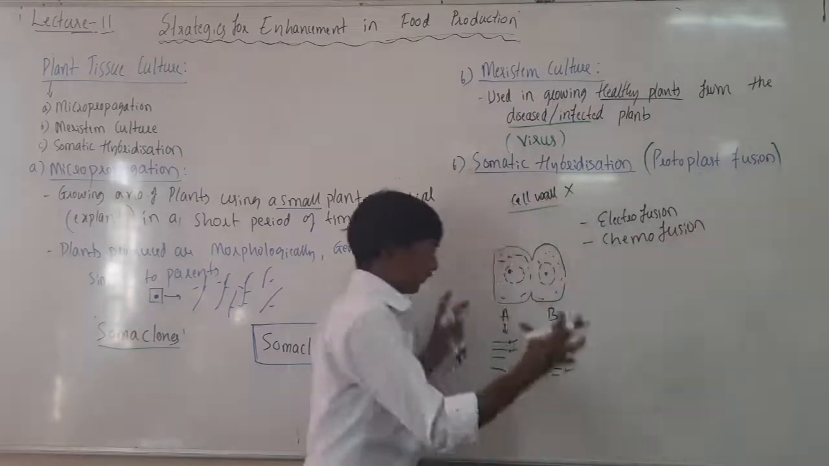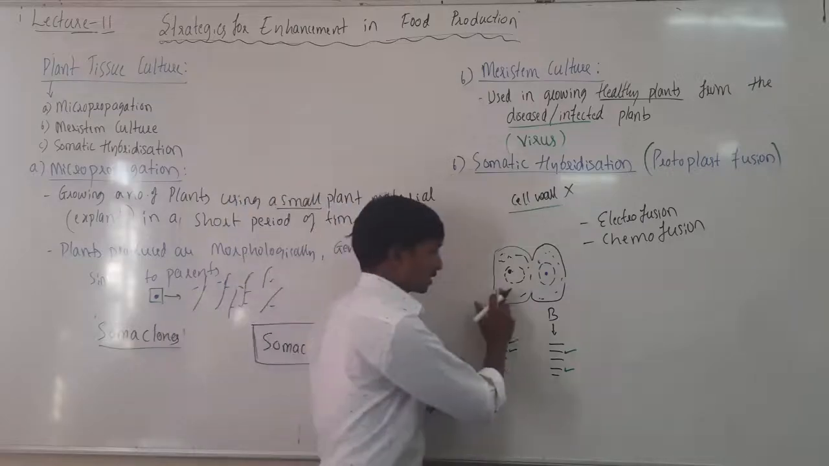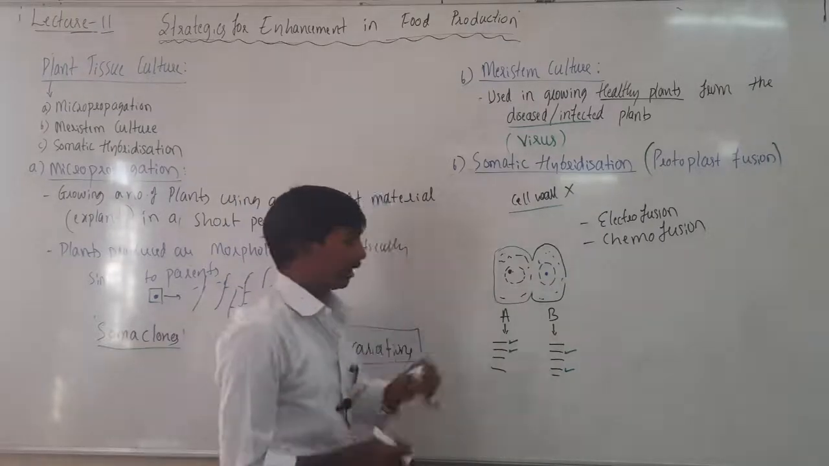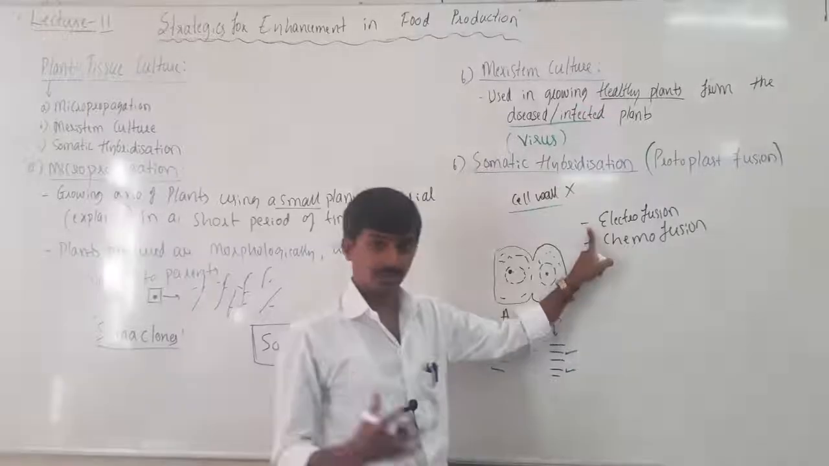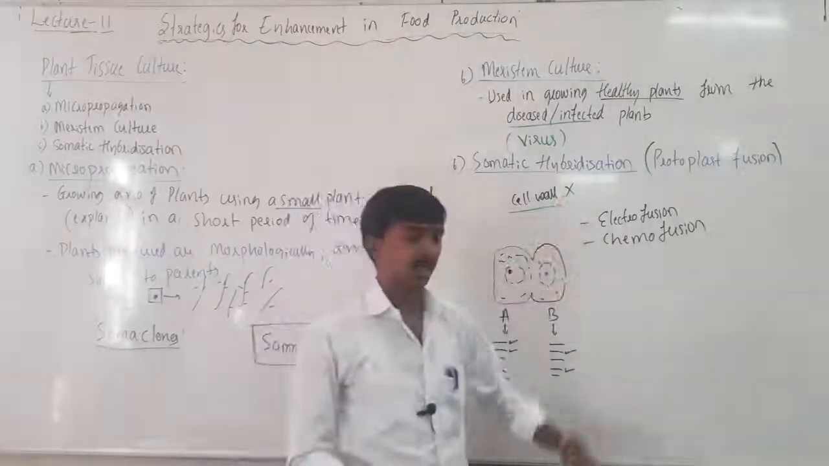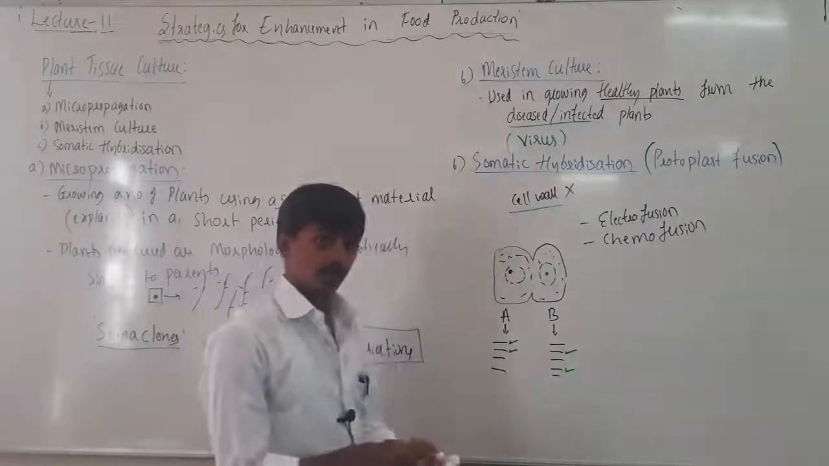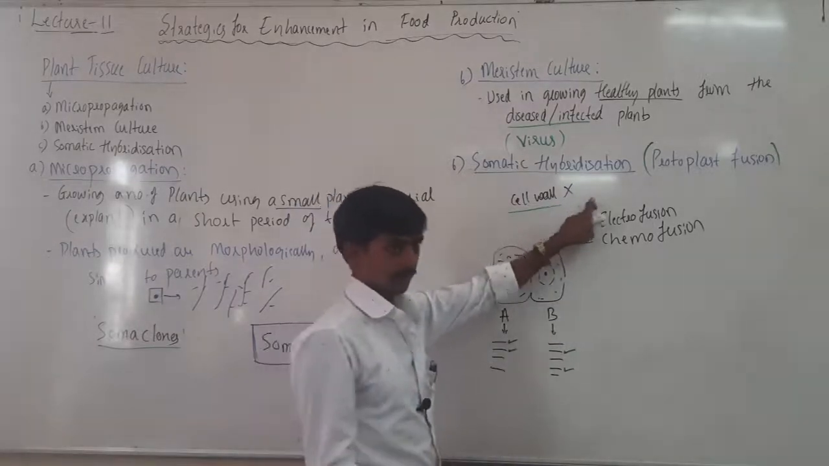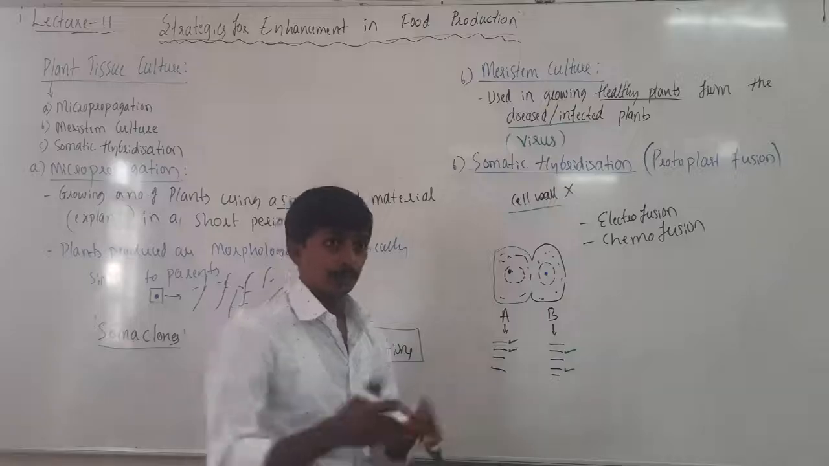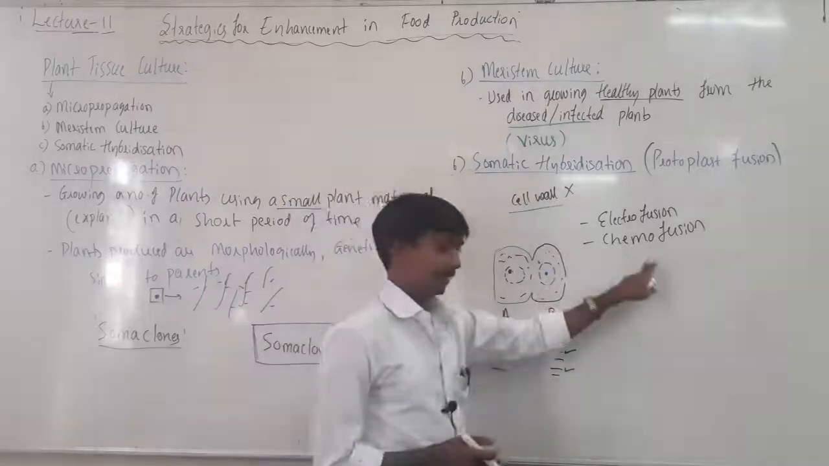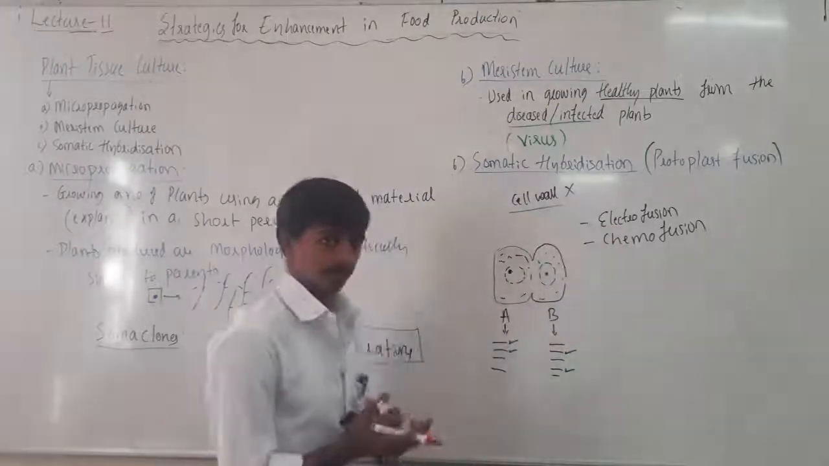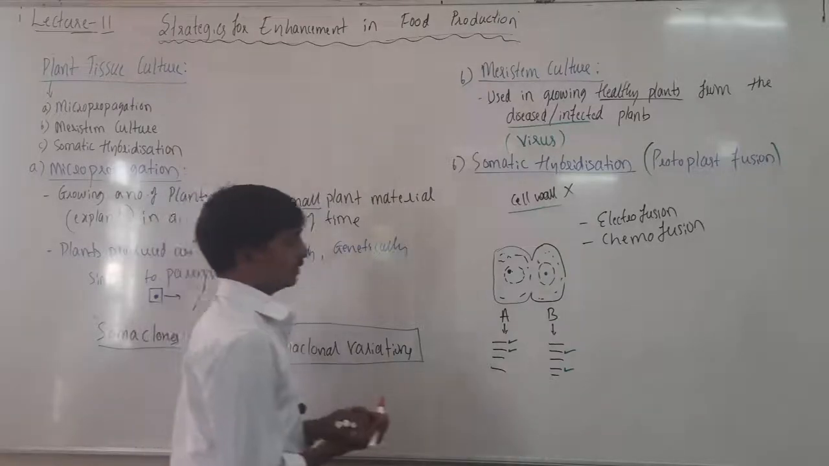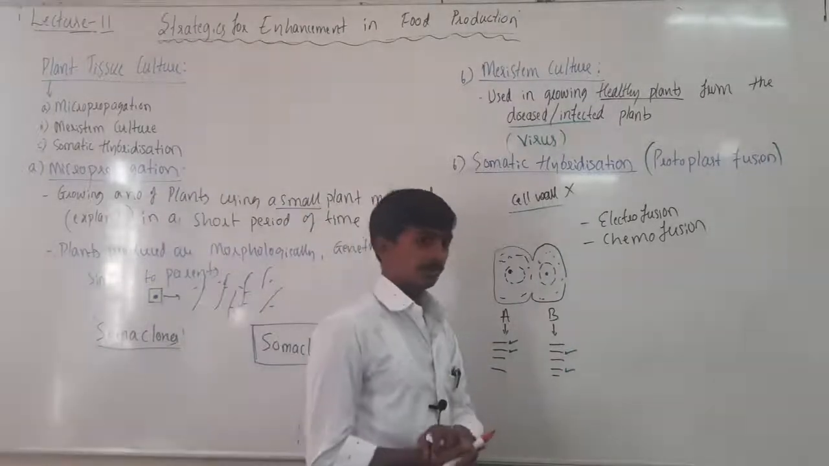It means the fusion of the cytoplasm of the two can be induced by giving an electric shock, and also by chemical treatment. Fusion of the two protoplasts by electric current is electrofusion, and fusion of the two protoplasts by chemical treatment is called chemofusion. By any one of the methods the two protoplasts are fused.